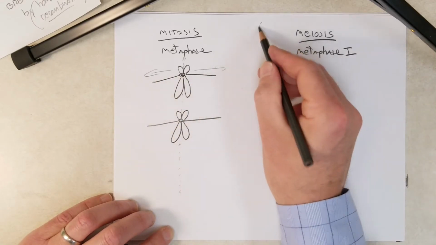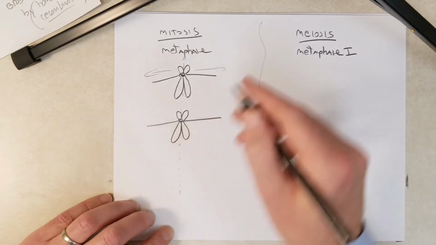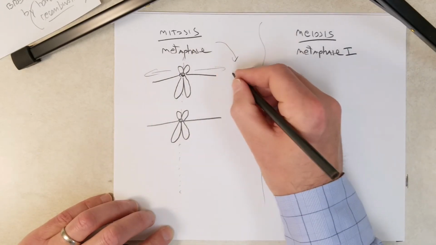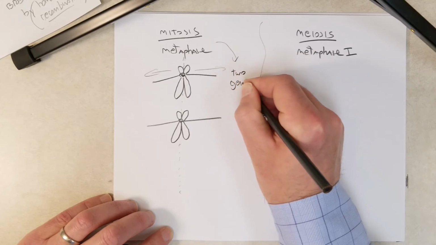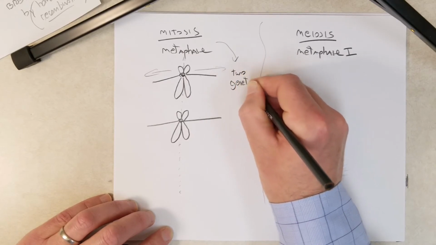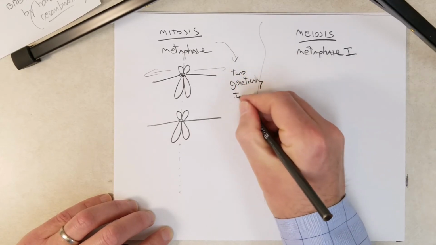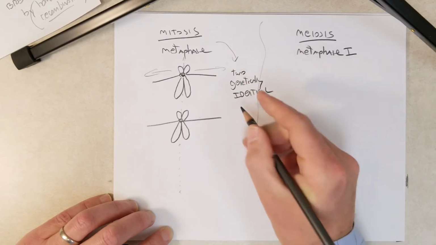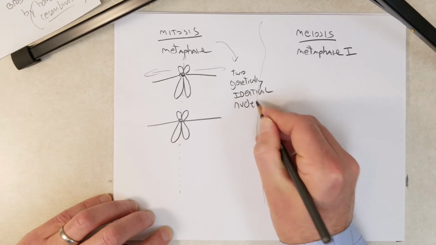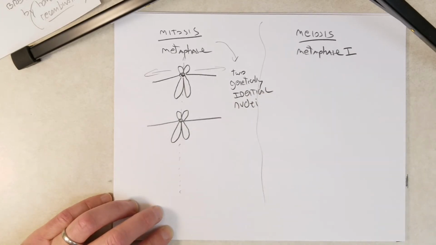And the reason that occurs is that the purpose of mitosis is to make two genetically identical nuclei from a parent nucleus. So from one nucleus, the purpose of mitosis is to make two genetically identical nuclei.